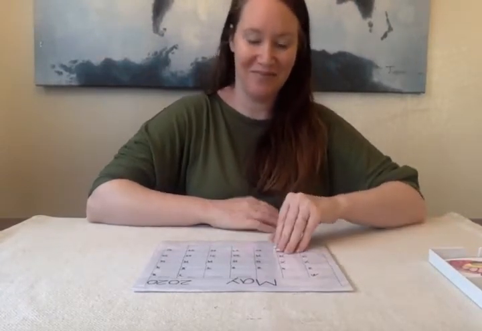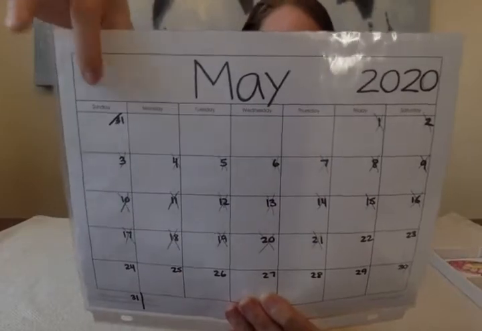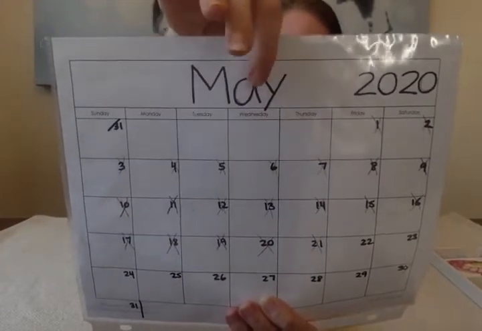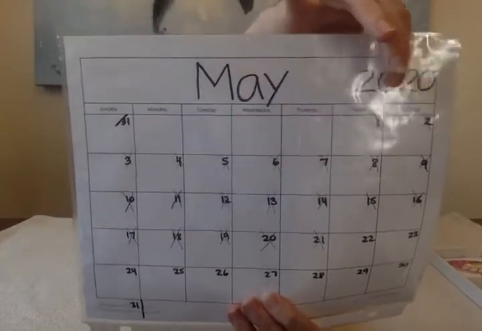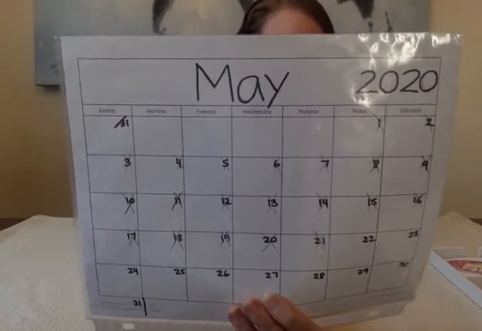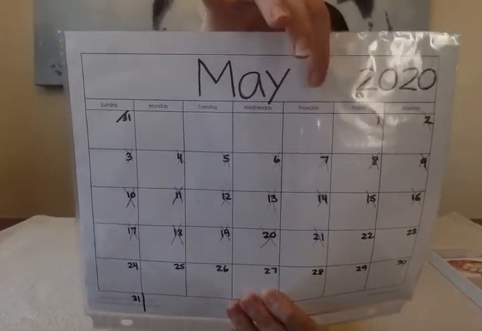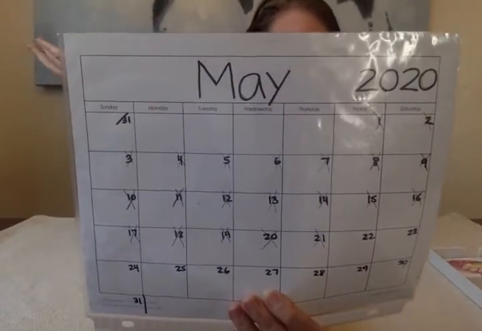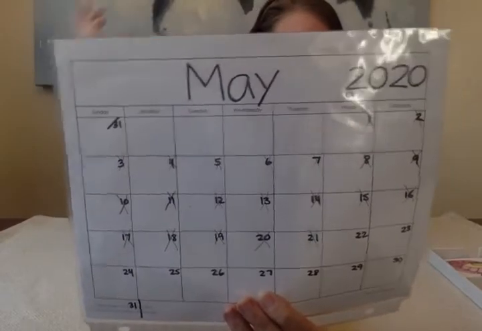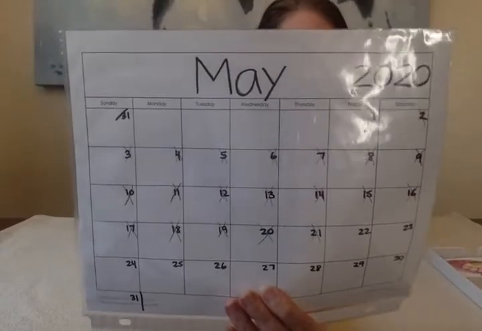So let's take out our calendars that we made and start with the days of the week. Sunday, Monday, Tuesday, Wednesday, Thursday, Friday, Saturday, and let's begin again. Sunday, Monday, Tuesday, Wednesday, Thursday, what comes after Thursday? Friday.